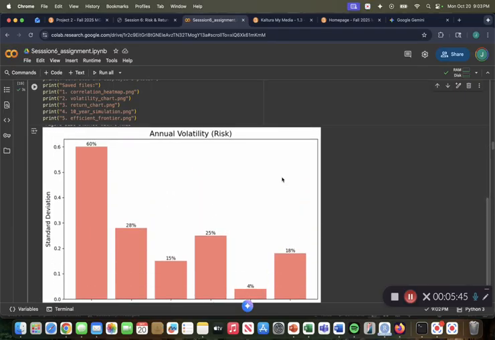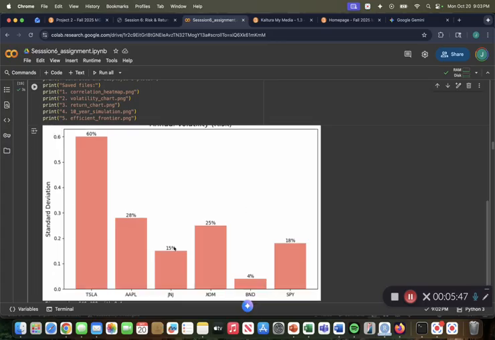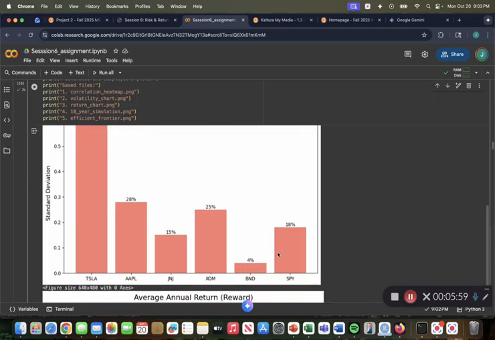Then we also have the annual volatility and risk. Tesla has the highest risk, so our colleagues suggesting putting it all in Tesla would be very risky, as we can see here with the standard deviation being the highest for this one. And then bonds are the safest here, as they have the lowest standard deviation.